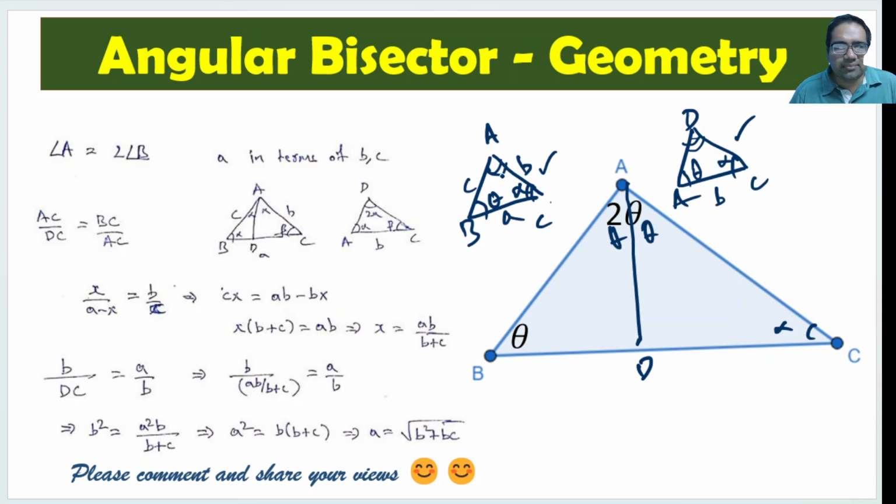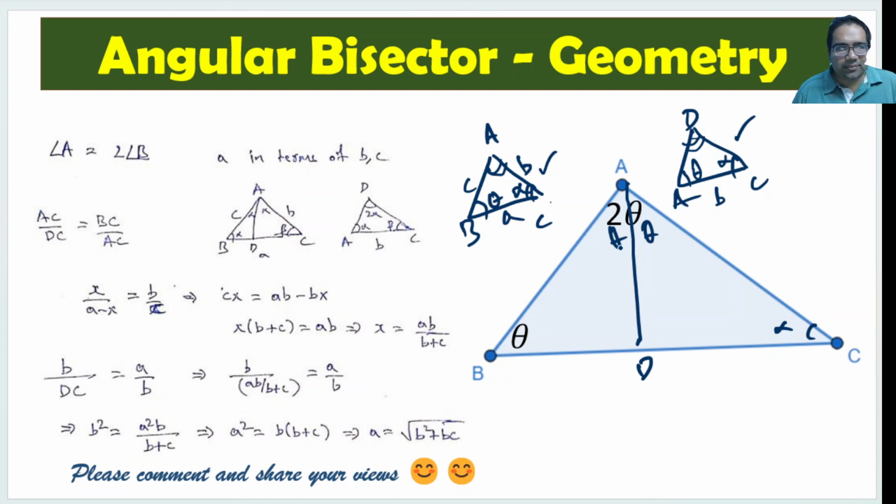So let's see AC by DC, that is B by DC, equals BC by AC, that is A by B. But what is this DC? DC we don't know.